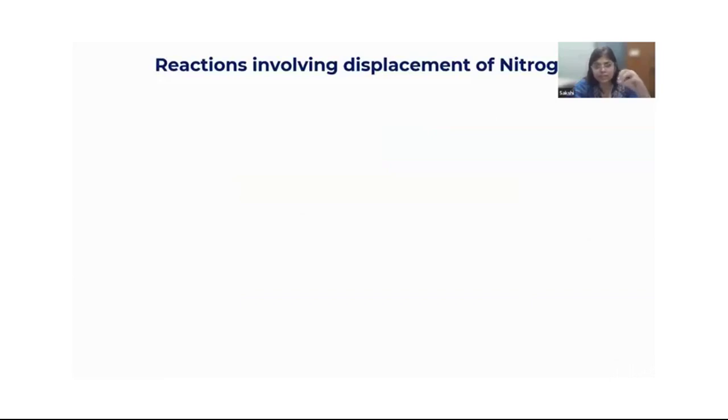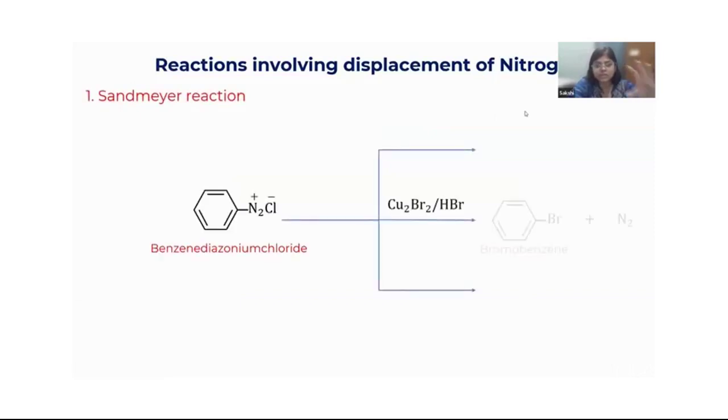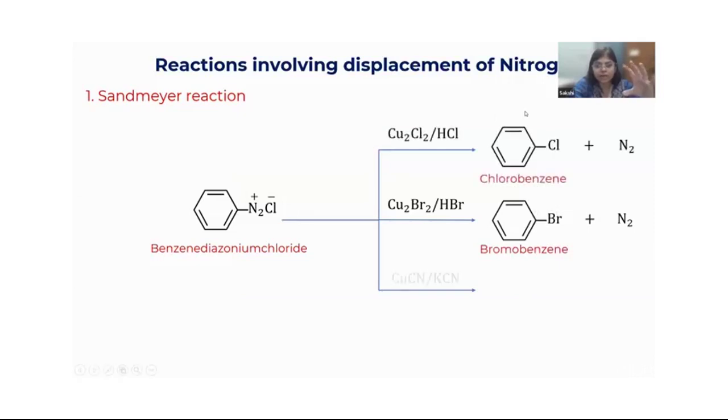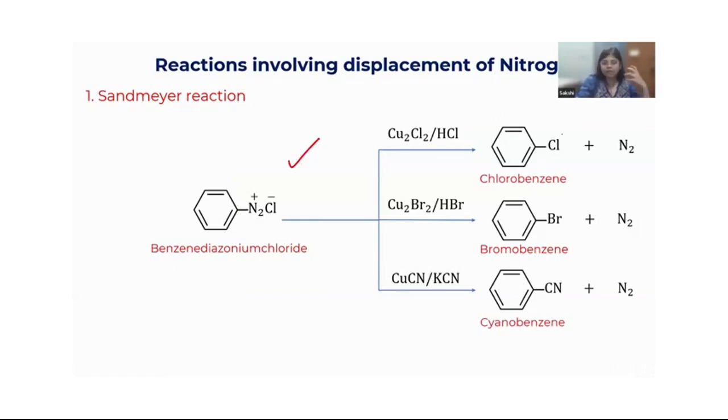Let us look at the reactions. So the reactions involving the displacement of the nitrogen. These are very, very important, and they are asked a lot in the board exams, basically in conversions. For example, if I ask in the board exam that you need to convert aniline to chlorobenzene, how do you do that?